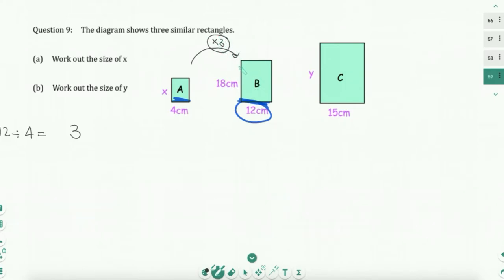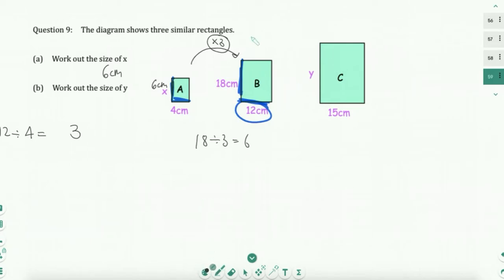If I want to find this length, X, I can simply use this length. Since I'm going from the bigger rectangle to the smaller rectangle, instead of multiplying by 3, I'll divide by 3. So 18 divided by 3 is 6. So our size of X is 6 centimeters. Next, work out the size of Y.